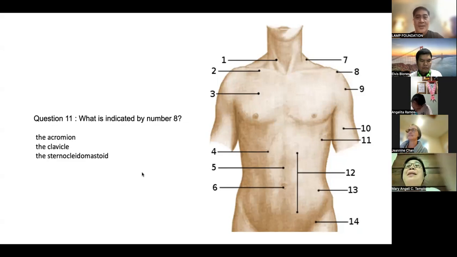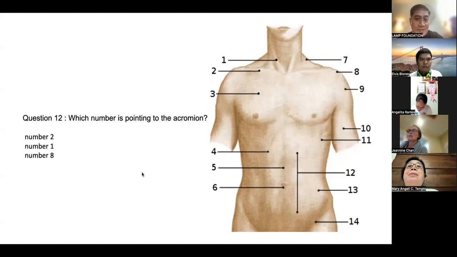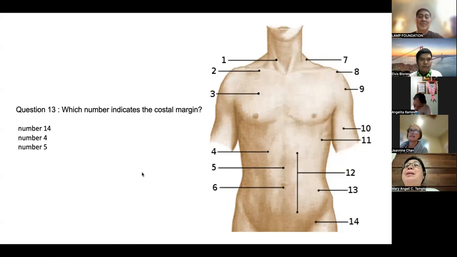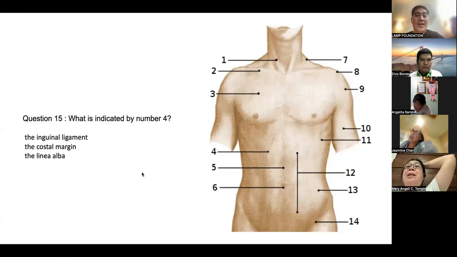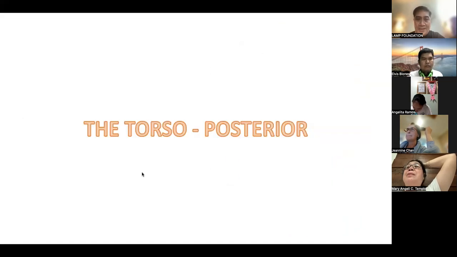You should be sure. What is indicated by number 8? Acromion. Great. Which number is pointing to the acromion? 8. Which number indicates costal margin? 4. Great. What is indicated by number 14? Inguinal ligament. What is indicated by number 4? 4 is costal margin. Okay, thank you, Doctora.